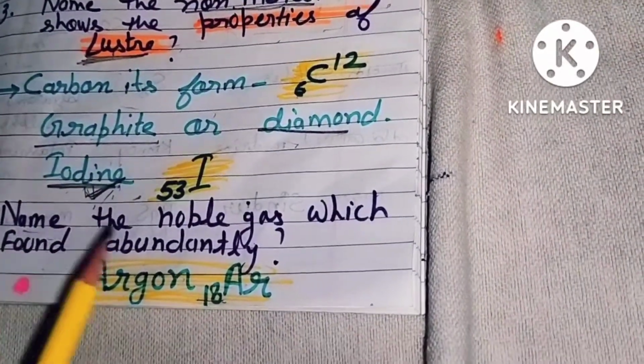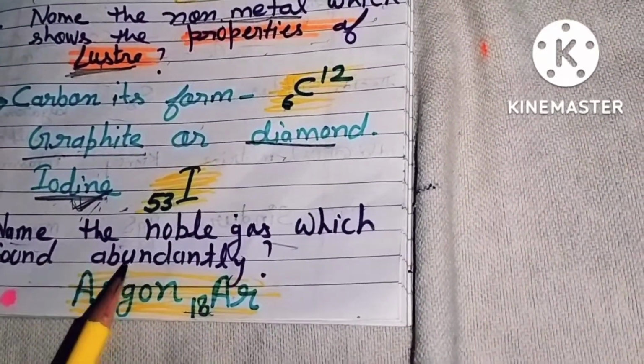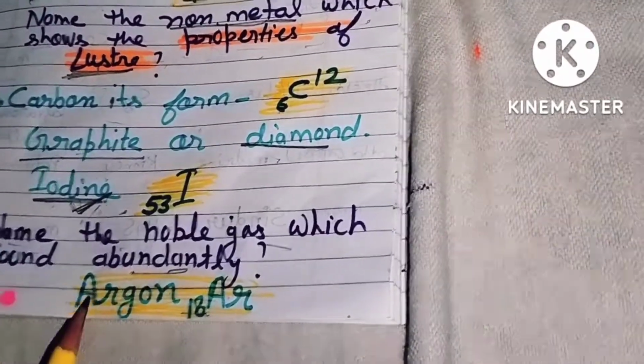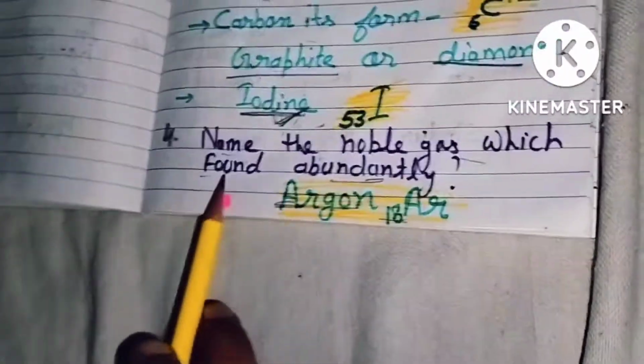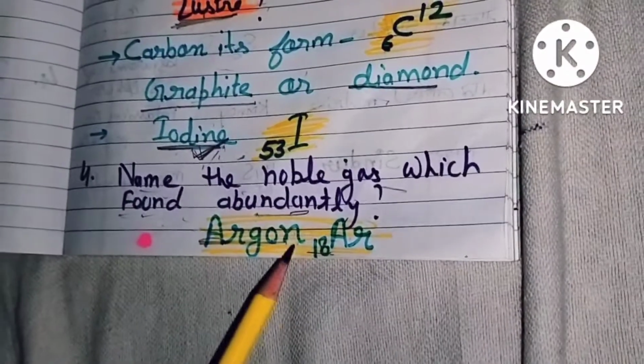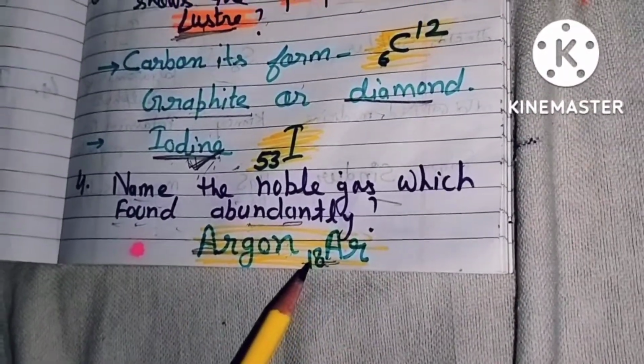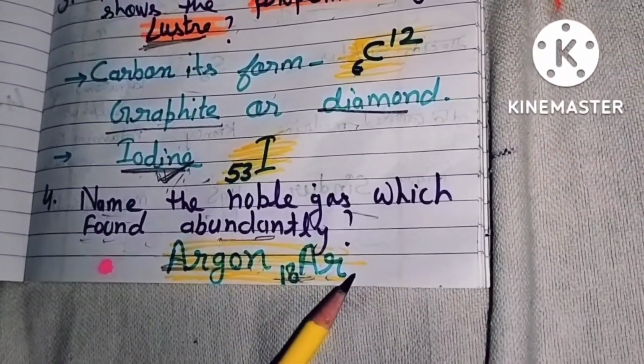Next, name the noble gas which is found abundantly. Argon is the most abundant noble gas found; its atomic number is 18 and its symbol is Ar.